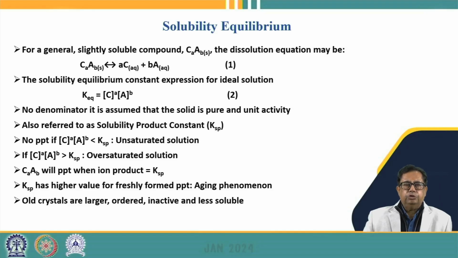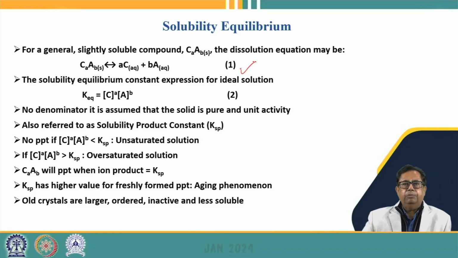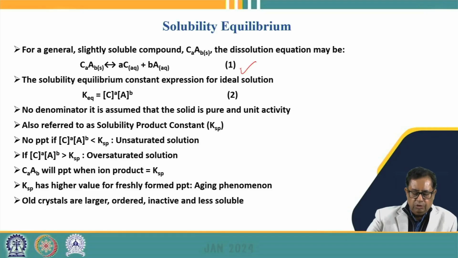So it may dissociate into the anions and the cations as given in equation 1. Here you can write down the equilibrium constant for this equation. So K equilibrium is equal to C raised to power a and A raised to power b, as given by the equation.